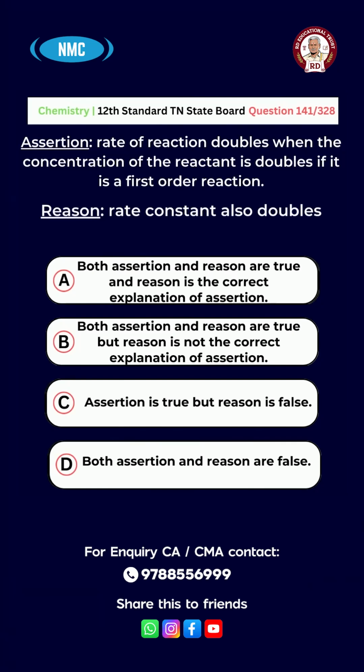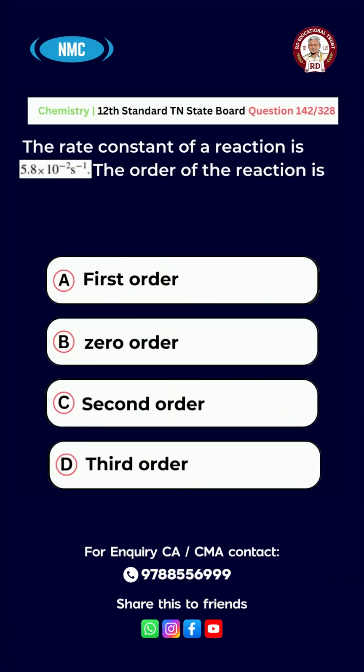Question number 141. Assertion: Rate of reaction doubles when the concentration of the reactant doubles if it is a first order reaction. Reason: Rate constant also doubles. Option A, both assertion and reason are true and reason is the correct explanation of assertion. Option B, both are true but reason is not the correct explanation. Option C, assertion is true but reason is false. Option D, both assertion and reason are false. The correct option is option C. Assertion is true but reason is false.